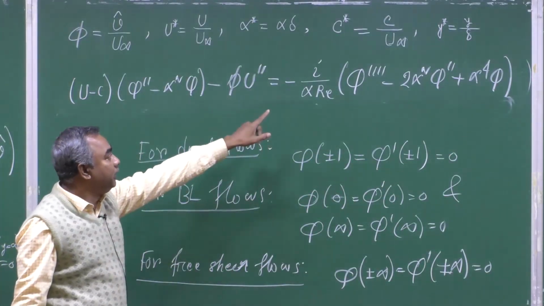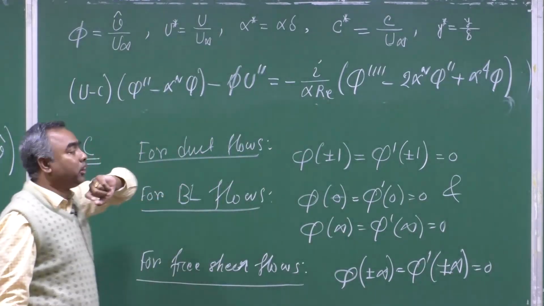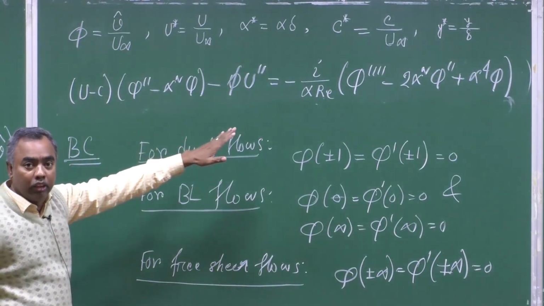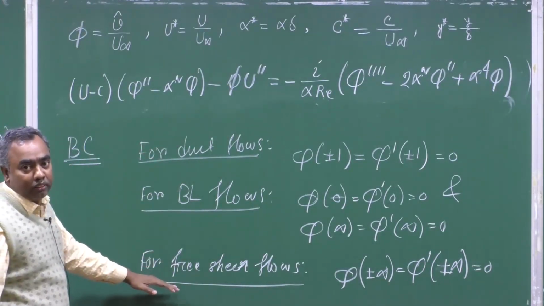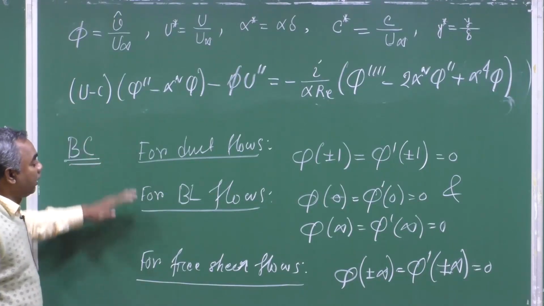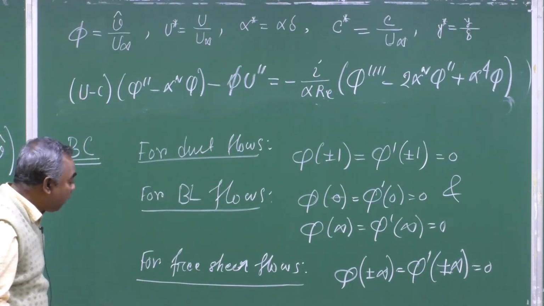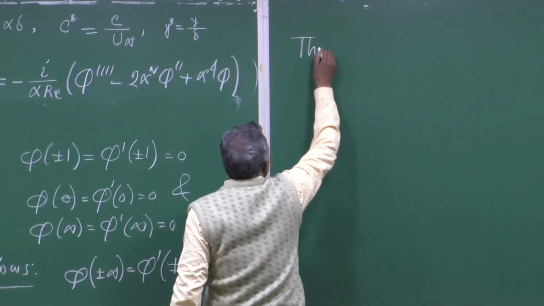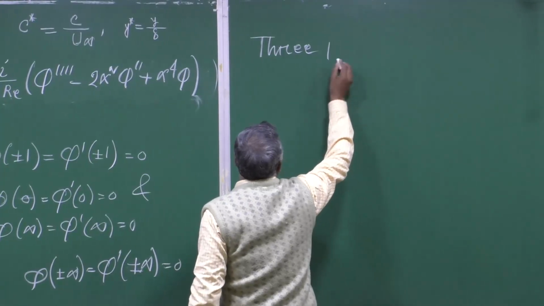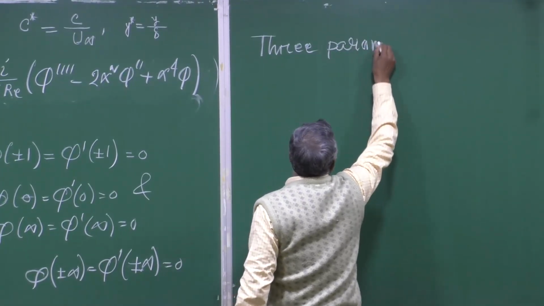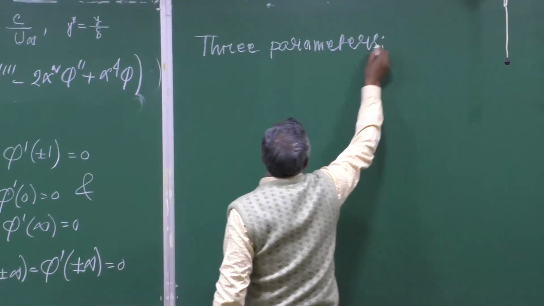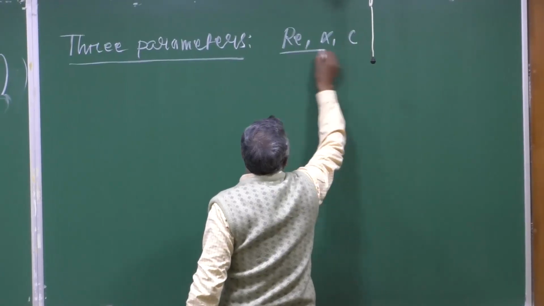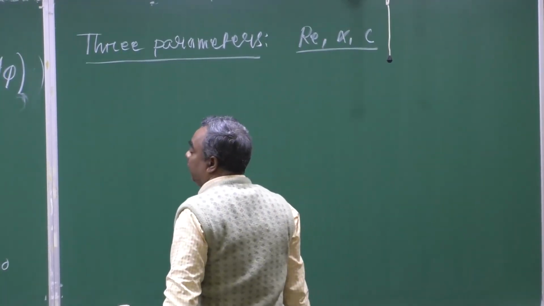The moment we write this equation in this fashion, when RE is coming in this equation instead of nu above, then we immediately understand this equation is a non-dimensional equation with these boundary conditions. So, this is our non-dimensional equation, and here there are 3 parameters: RE, alpha and C.